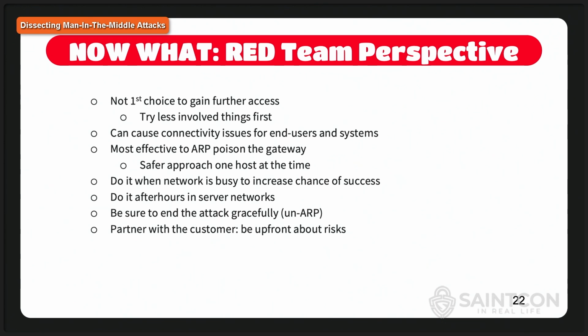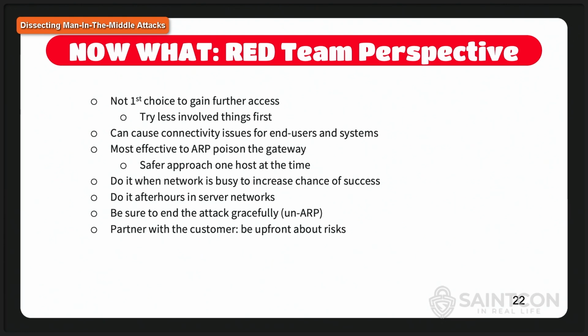From an attacker's viewpoint, I wouldn't use man-in-the-middle first. If you can do attacks that are easier than this and a little less involved, I would go for those. Typically, we do man-in-the-middle attacks when we can't get credentials through regular means, and then we resort to it. Sometimes it can cause connectivity issues for end users. That's why mostly we try to stay away from it, but still use it pretty frequently. The most effective way is to ARP poison the gateway. That way you can get all of the network's traffic.